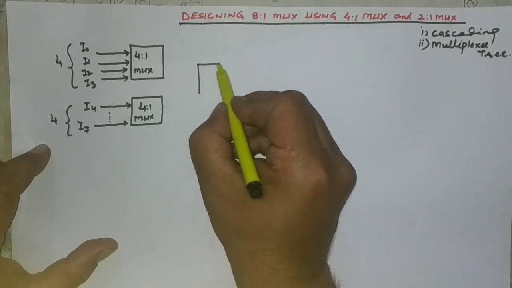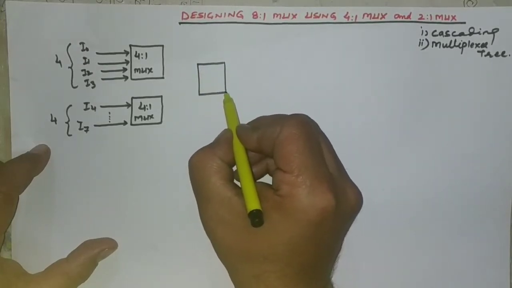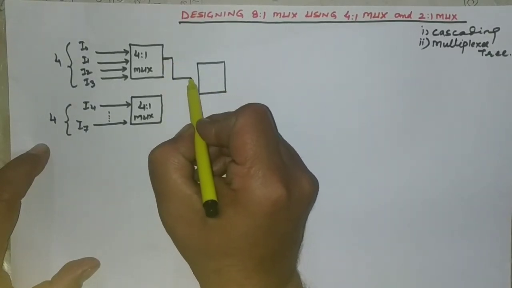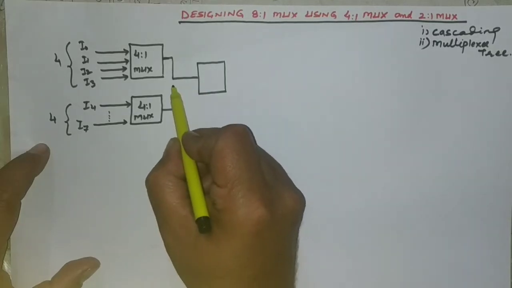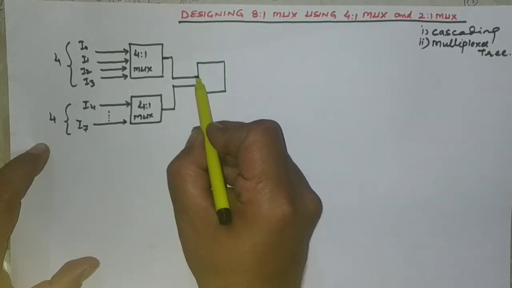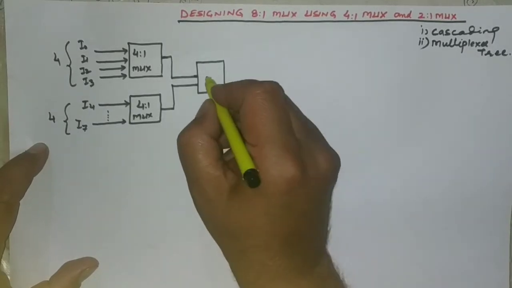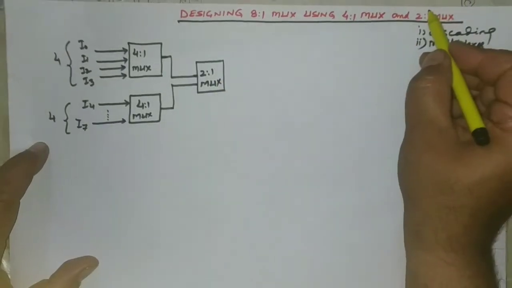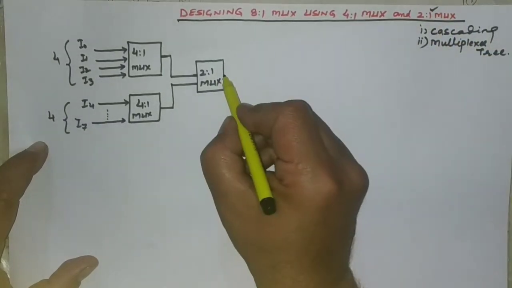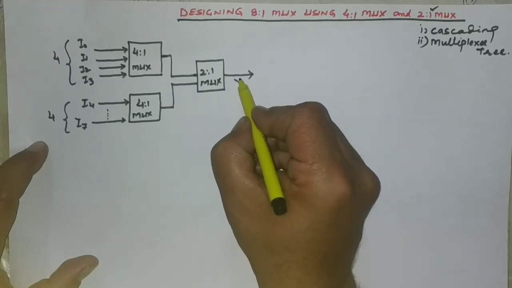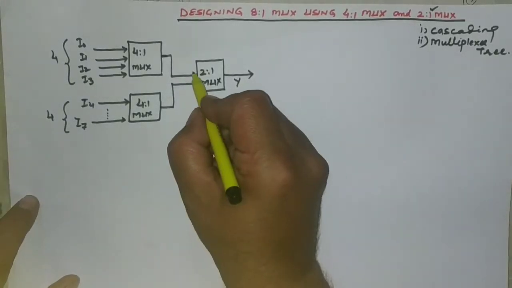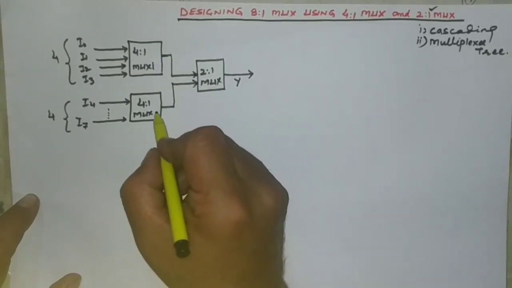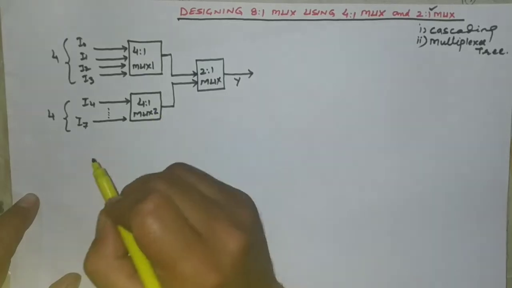Because the output will be one only of any multiplexer, so this is the output of the first multiplexer and this is the output of the second multiplexer, and again this is a 2 to 1 multiplexer, the second requirement, and this is the final output Y. So this is the input from mux 1 and this is the input from mux 2.